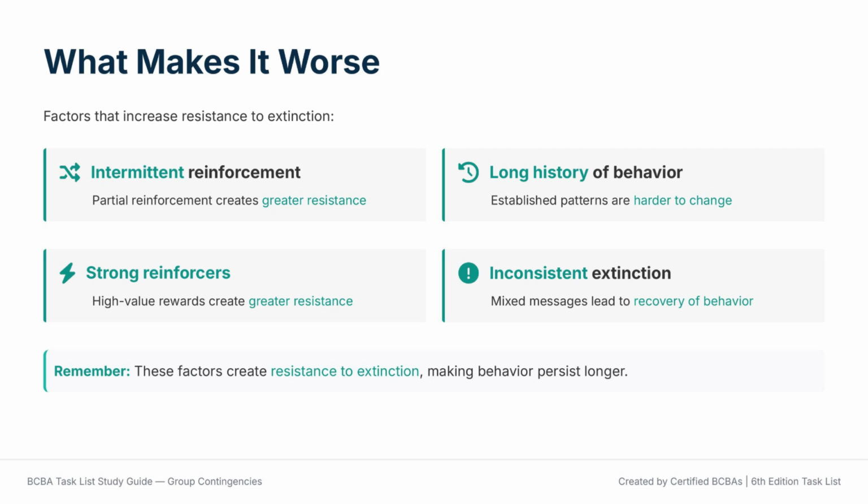Several factors increase resistance to extinction. Intermittent reinforcement and partial reinforcement significantly increase resistance to extinction, making behaviors persist. A long history of behavior establishes patterns that are difficult to change. Strong reinforcers, such as high-value rewards, further enhance resistance. Inconsistent extinction efforts send mixed messages, leading to the recovery of undesired behaviors. These factors make behavior more persistent and harder to eliminate.